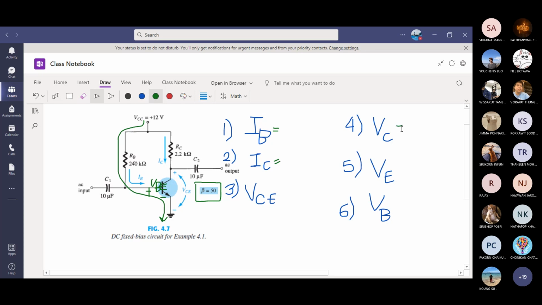Are you okay solving the problem? I'm not looking at the formula sheet. I just look at the path. So what is IB then? If you want to express in microamperes, what is the value of IB?